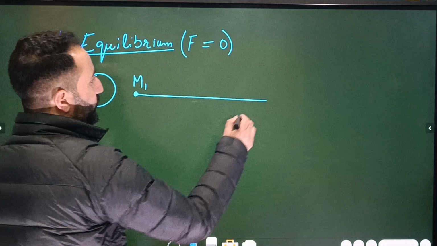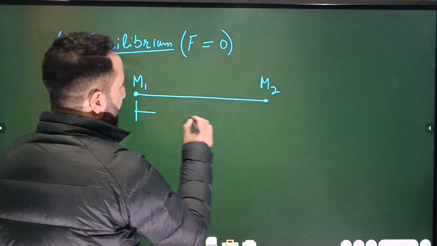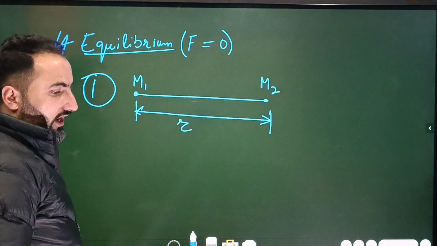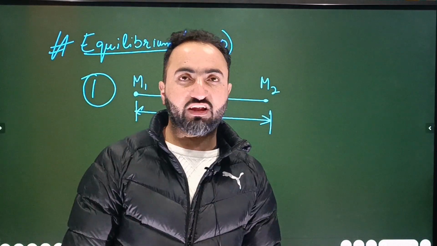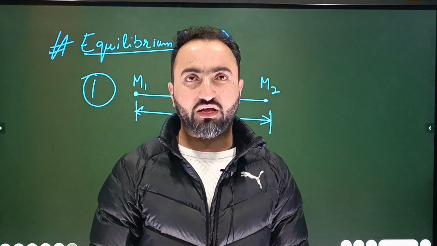Its mass is m1, and this is another particle whose mass is equal to m2. The separation between these two particles is given to you, that's equal to r. So the question is like this: where should a third particle be placed so that the force on that particle is equal to zero?